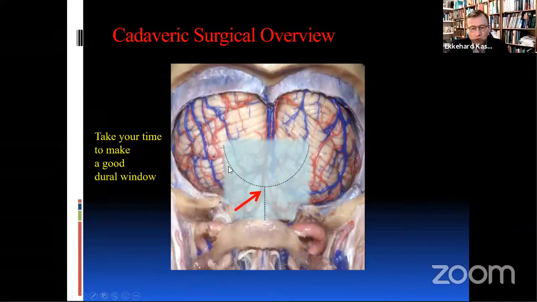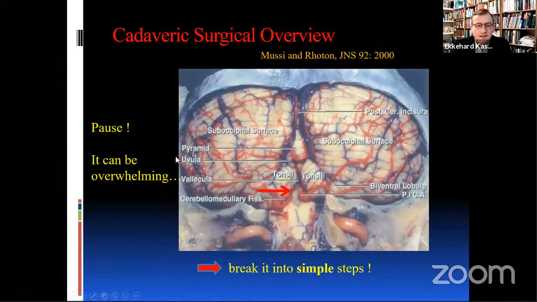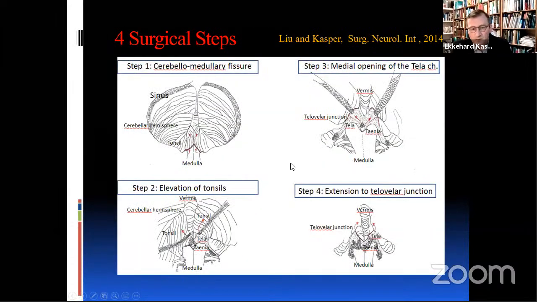A smaller dural window that I usually do in a Y-shaped durotomy will suffice, but you want to have exquisite exposure of the tonsils. Now, when you have opened the posterior fossa, take a moment to really identify your vessels. This may be overwhelming at the beginning, and you will really want to break this down into simple steps. So there are 4 simple steps we have identified and wrote a little paper on this a couple of years ago.